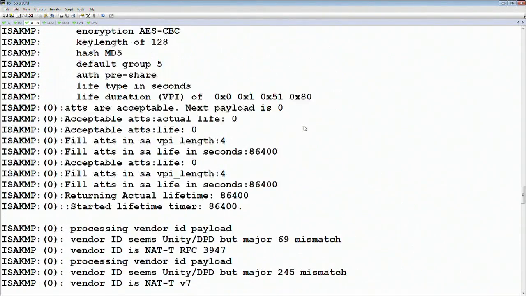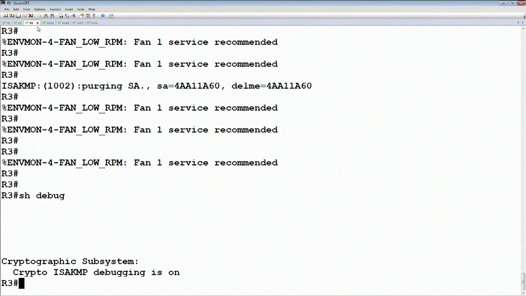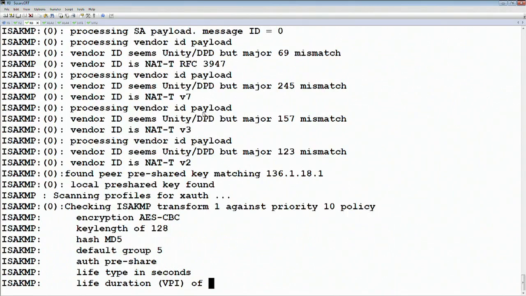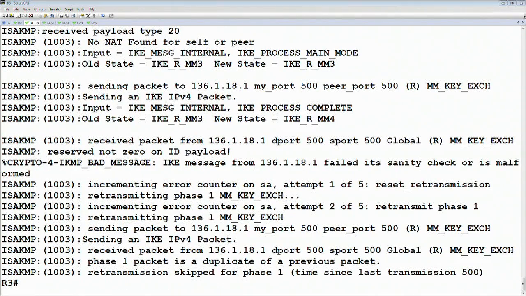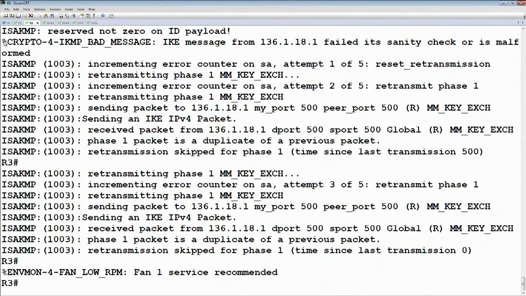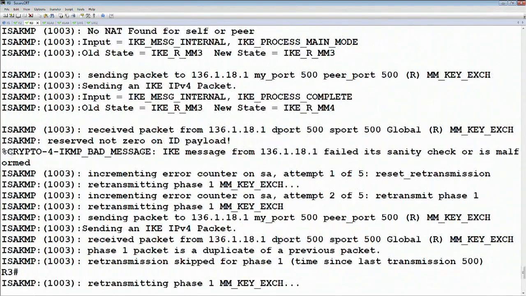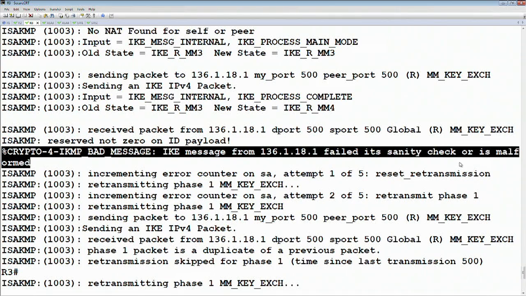It's not a very straightforward output. Let's send the packets again. This one here, it says, let me undebug. Crypto ISAKMP bad message. The IKE message from router 1 has failed its sanity check or is malformed.